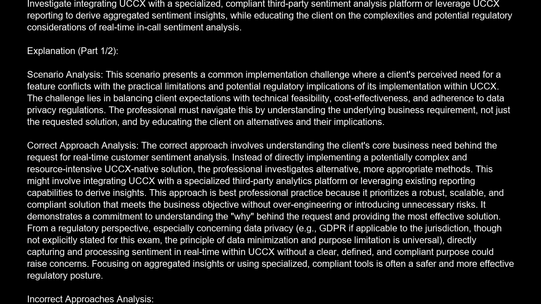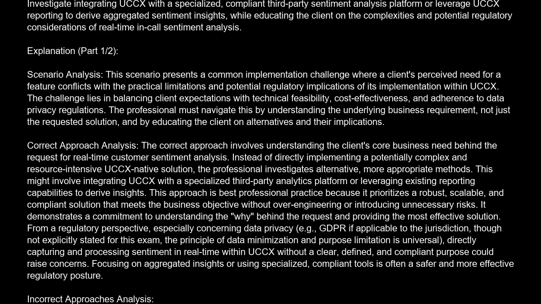Correct approach analysis. The correct approach involves understanding the client's core business need behind the request for real-time customer sentiment analysis. Instead of directly implementing a potentially complex and resource-intensive UCCX native solution, the professional investigates alternative, more appropriate methods. This might involve integrating UCCX with a specialized third-party analytics platform or leveraging existing reporting capabilities to derive insights. This approach is best professional practice because it prioritizes a robust, scalable, and compliant solution that meets the business objective without over-engineering or introducing unnecessary risks. It demonstrates a commitment to understanding the why behind the request and providing the most effective solution.